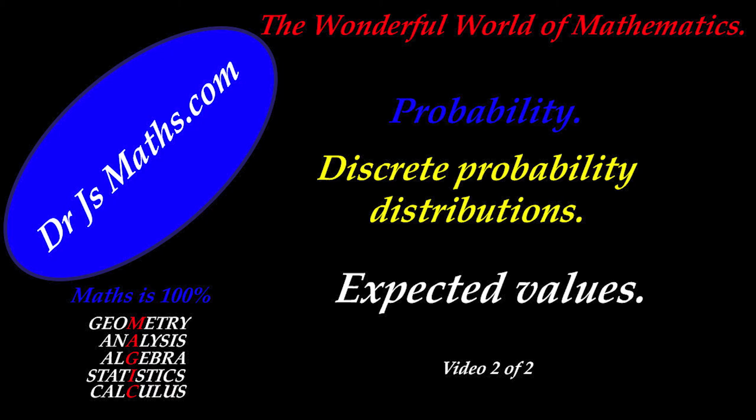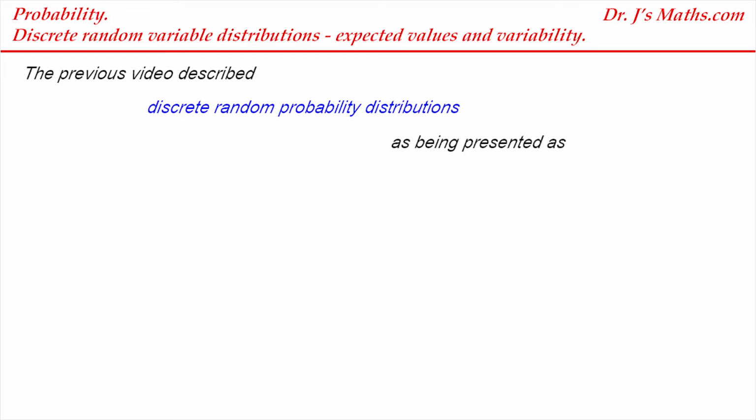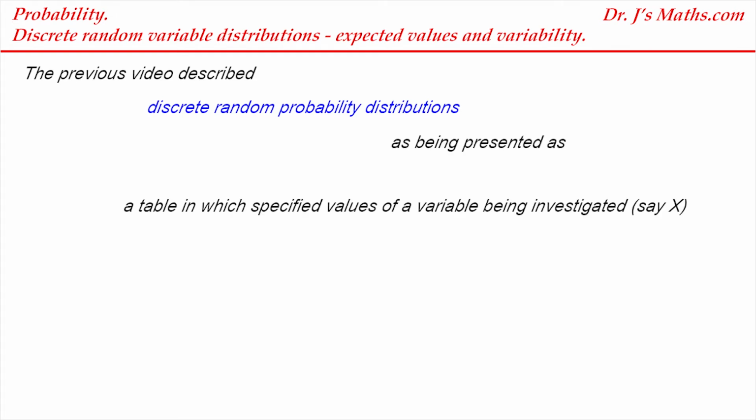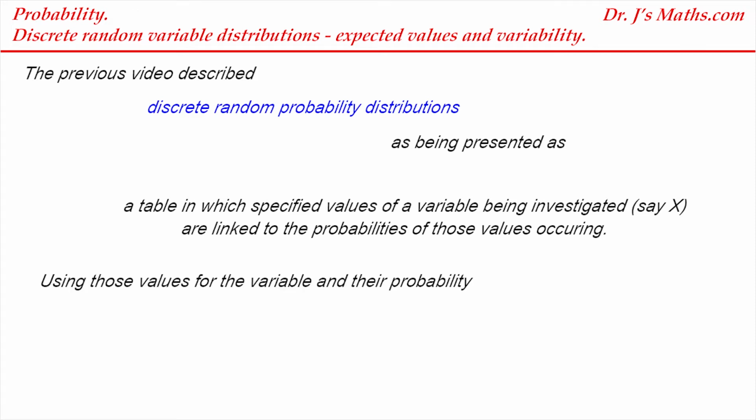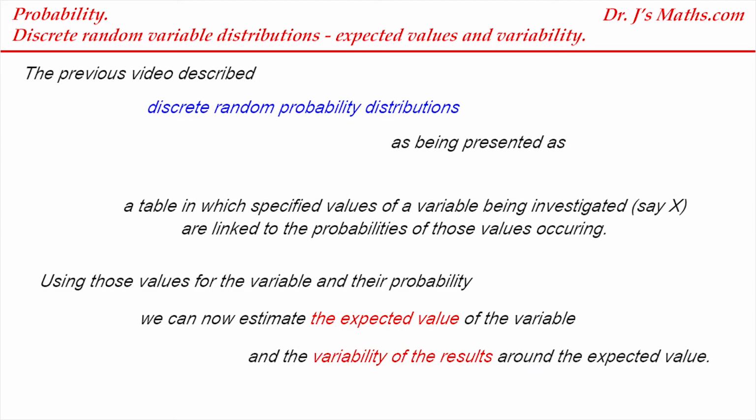such distributions. The previous video described discrete random probability distributions as being presented as a table in which specified values of a variable being investigated, say x, are linked to the probabilities of those values occurring. Using those values for the variable and their probability, we can now estimate the expected value of the variable and the variability of the results around the expected value.